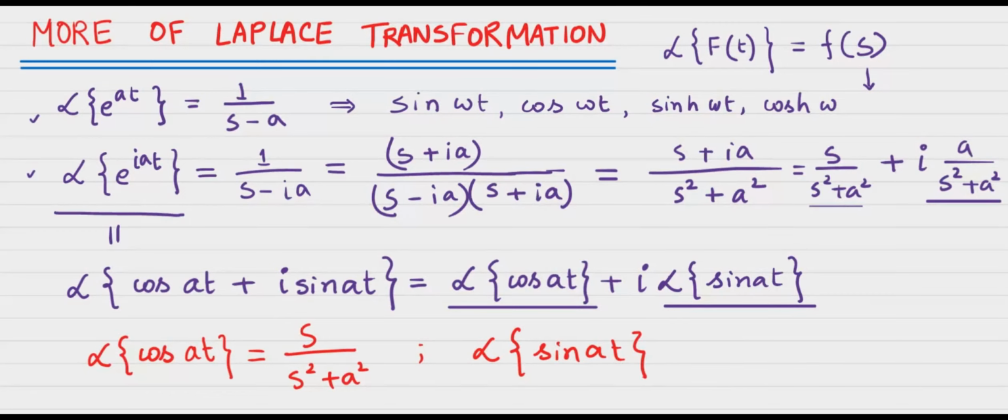And then finally, instead of a divided by s squared minus a squared, we have s divided by s squared minus a squared. And that is an amazing shortcut to find the Laplace transformation of two important functions, sine hyperbolic and cosine hyperbolic.